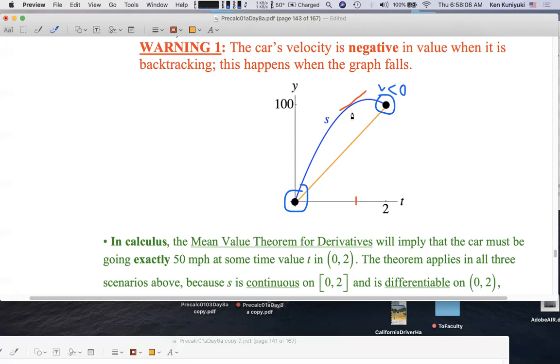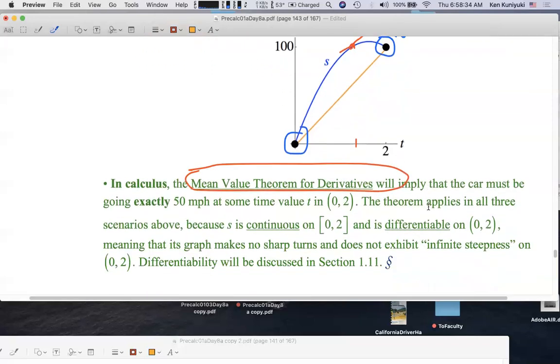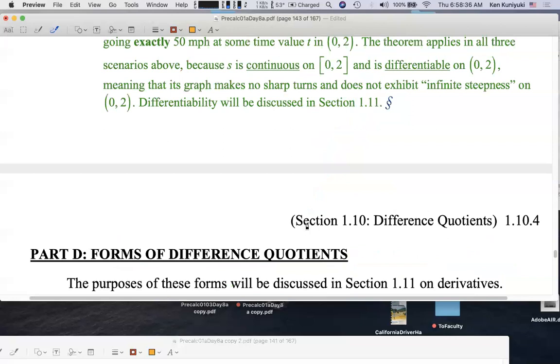Graphically speaking, at some time in here, the tangent line, this line that models the graph locally, must be parallel to the secant line. They must have the same slope. Here, the instantaneous velocity is 50 miles per hour. That's the slope of the tangent line. Here, the slope of the secant line is the average velocity, 50 miles per hour. If these slopes match, the bomb will go off, you're in trouble. That's from the mean value theorem for derivatives. Next, what are some forms for difference quotients and how do we evaluate or simplify them?